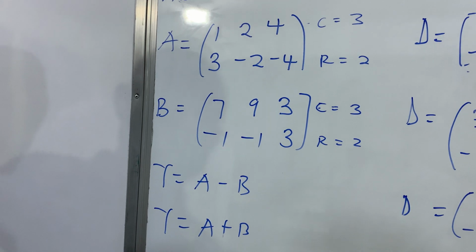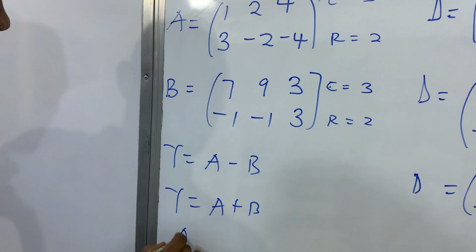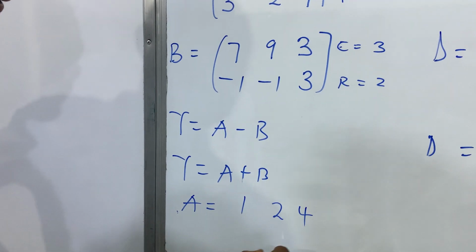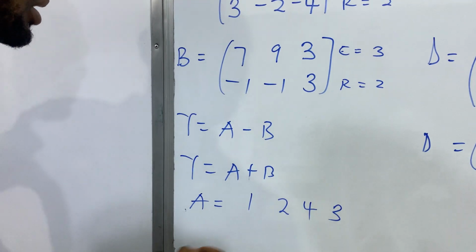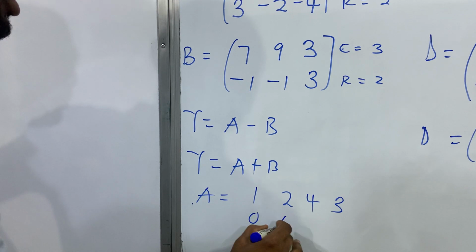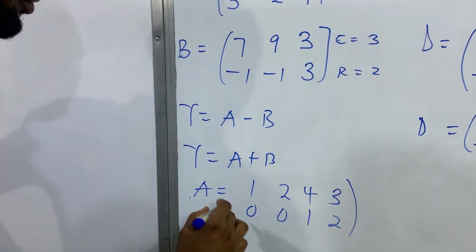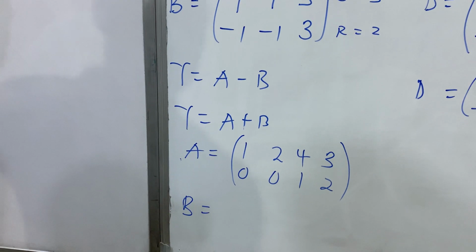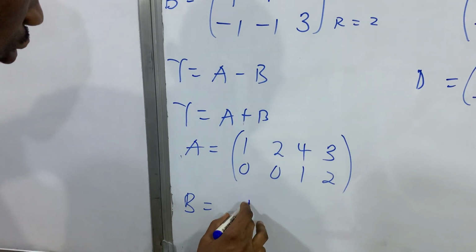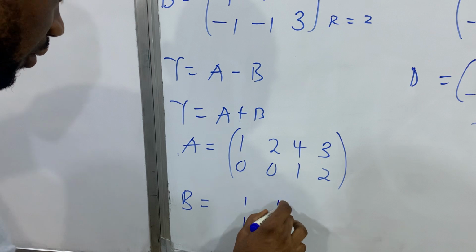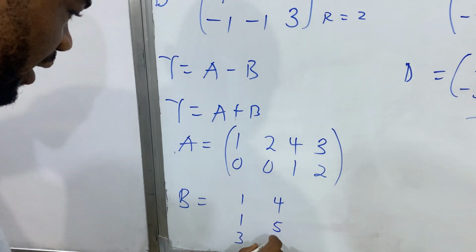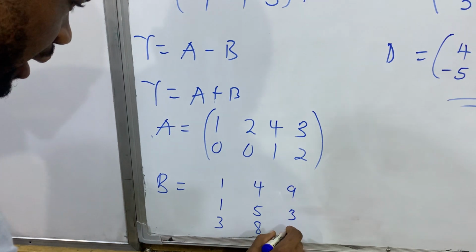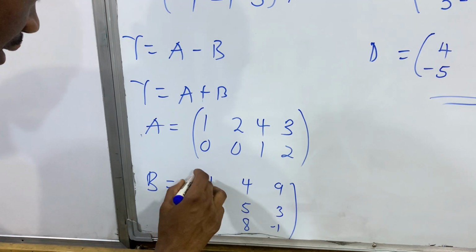But let's say the case of this. Matrix A has changed. A now equals 1, 2, 3, then we have 0, 0, 1, 2. Then we have B equals 1, 2, 3, 4, 5 and 8, and 9, 3 and 1, negative 1.